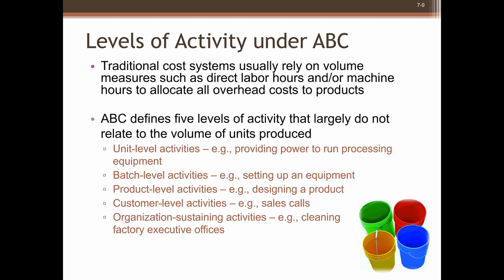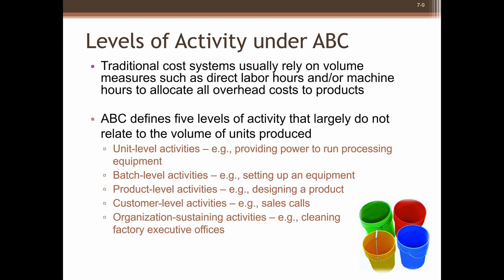Let's take a look at the levels of activity under ABC. Traditional costing systems rely exclusively on allocation bases which are driven by the volume of production, such as direct labor hours or machine hours. But ABC defines 5 levels of activity which largely are not related to the volume or units produced: unit level, batch level, product level, customer level, and organization sustaining level.